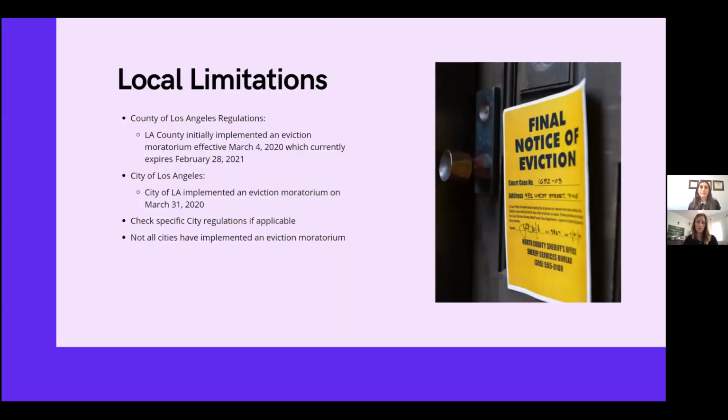Here, as I had mentioned before, the County of Los Angeles implemented an eviction moratorium, which was effective March 4th, 2020, and currently expires February 28th, 2021. The City of Los Angeles implemented an eviction moratorium on March 31st, 2020. So again, just check your specific city and county websites. A lot of the websites are pretty accurate and up to date, and they can provide you with what restrictions are in place, or if you should just look to the state for guidance. And then as I had mentioned before, just keep in mind all three tiers of your city, your county, and your state.